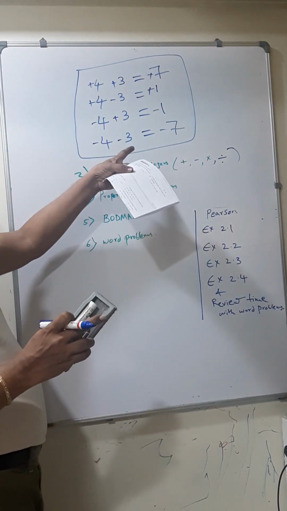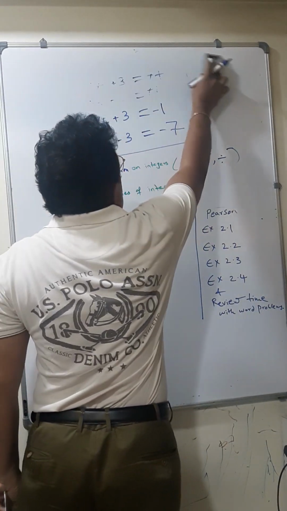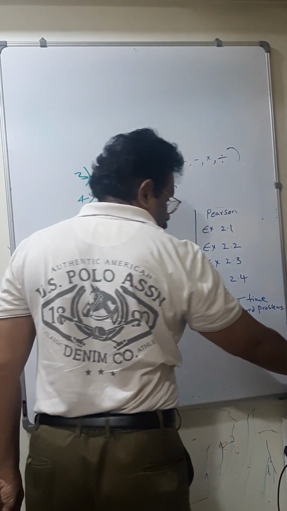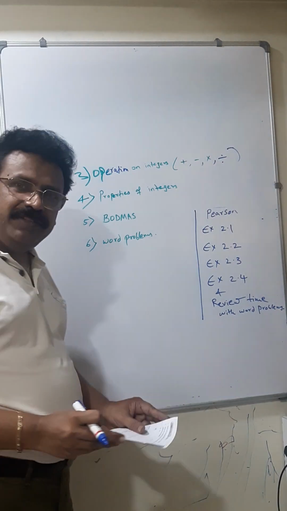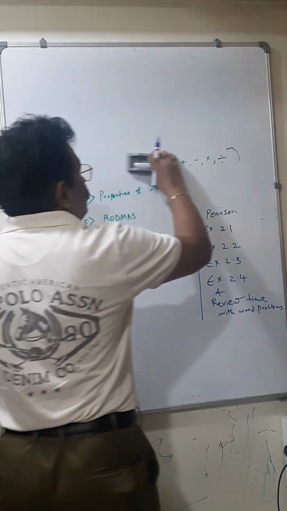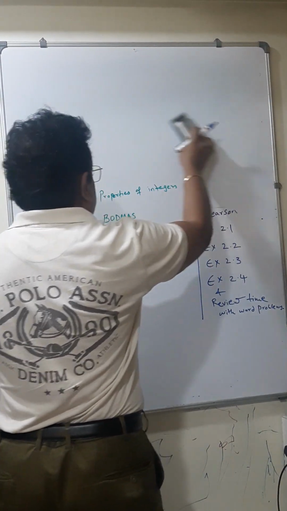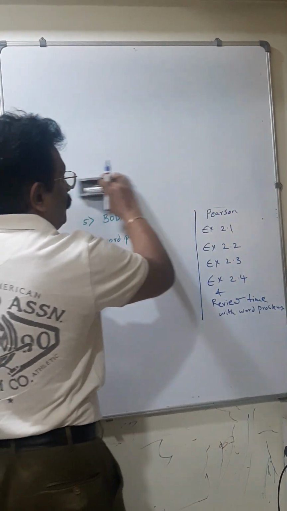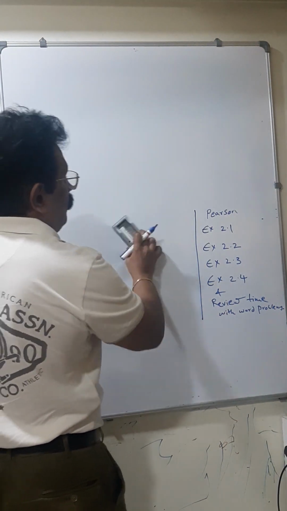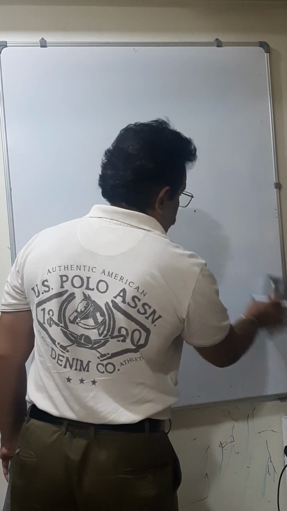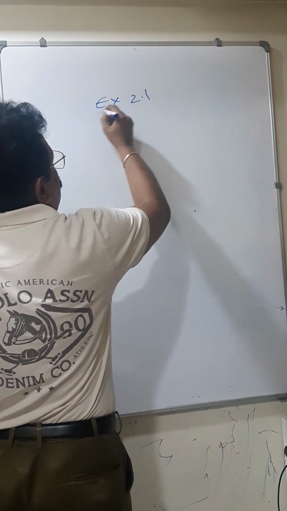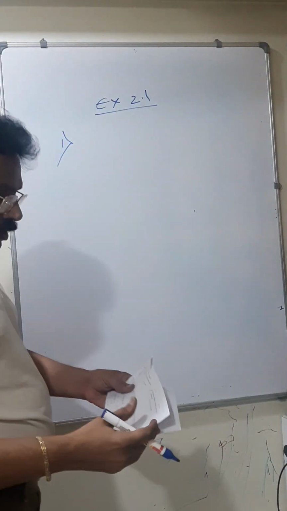This you know, na? Don't forget. Shall we proceed with exercise 2.1? Operations of integers, you know what all to learn now. Properties also. Exercise 2.1.